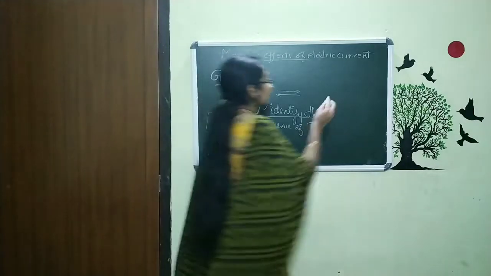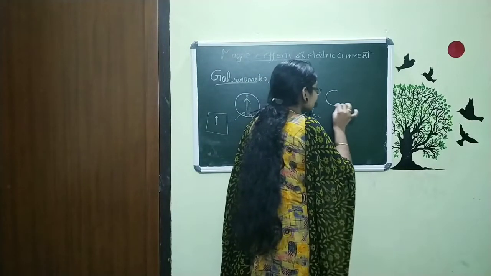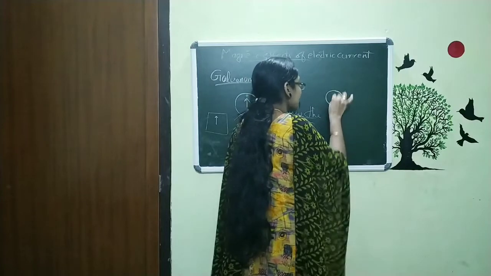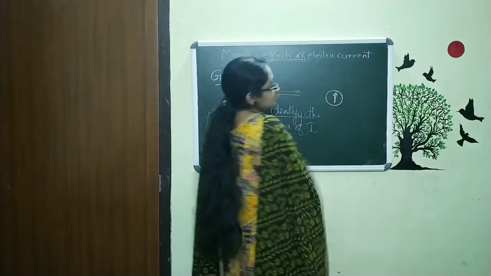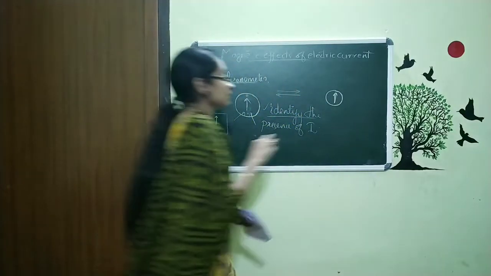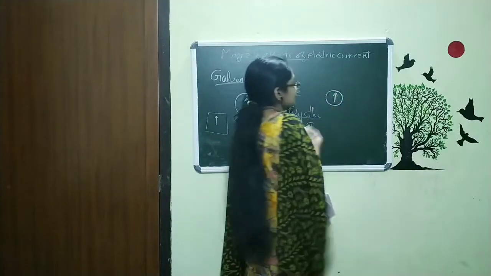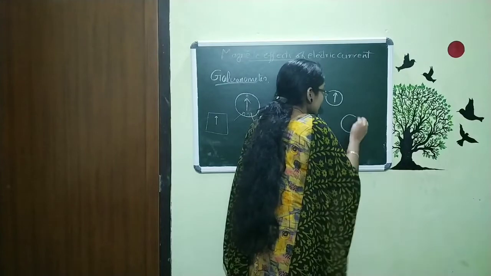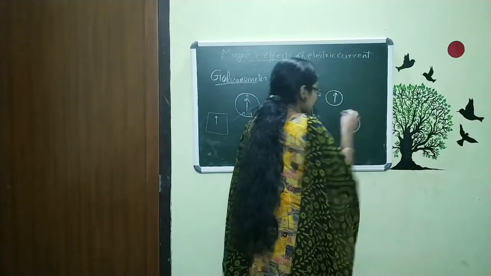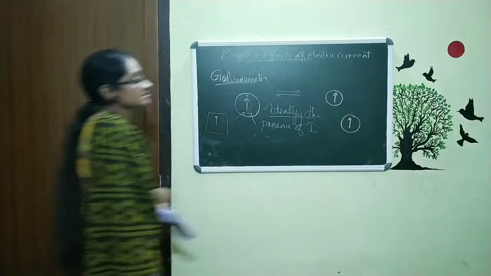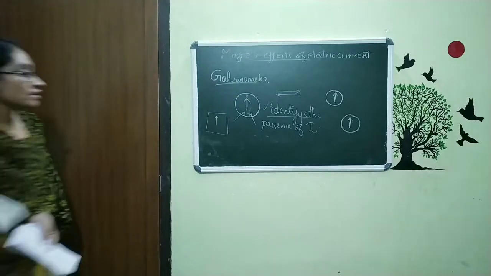We denote the galvanometer in a circuit with a circle and one arrow like this. This is the symbol of the galvanometer: one circle and one arrow.